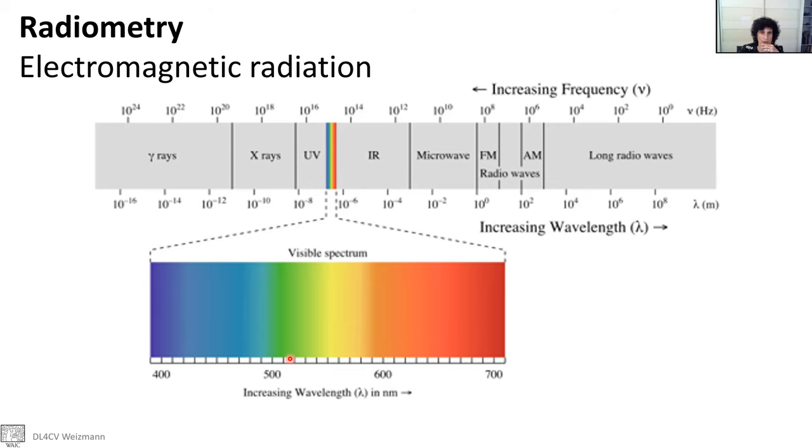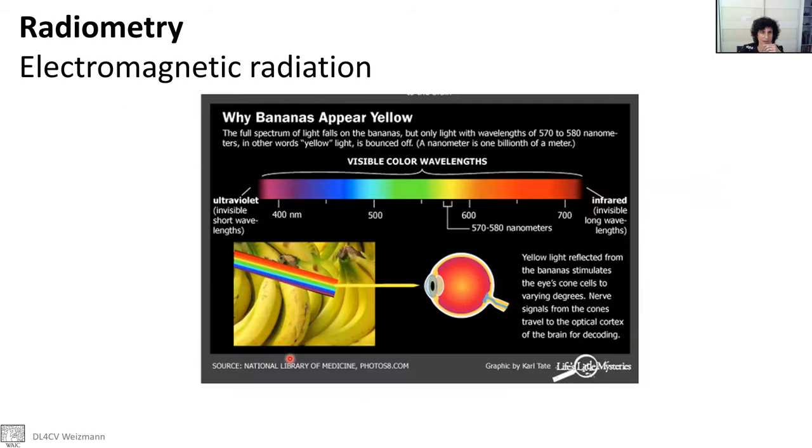And just to understand the situation, what is the color? What is exactly the color? So why do bananas appear yellow? When the light hits the bunch of bananas, the full spectrum falls on the bananas, but only the wavelengths between this number and this number in nanometers, which represent the yellow light, are going to bounce off and reach our eye, okay?